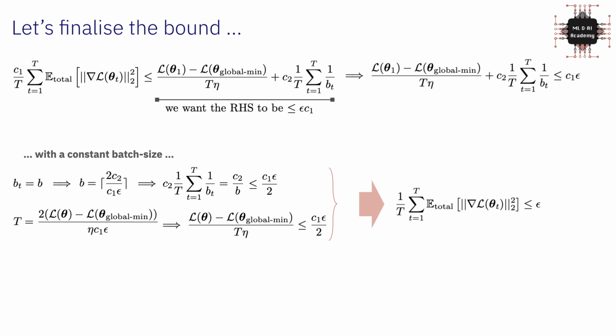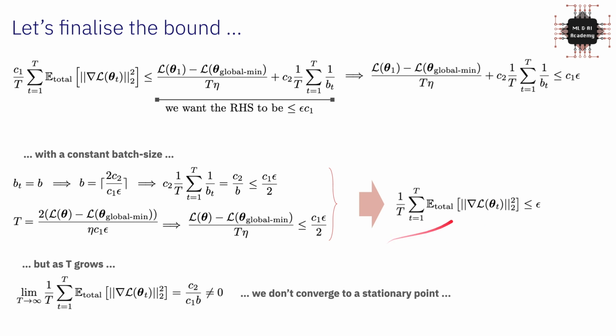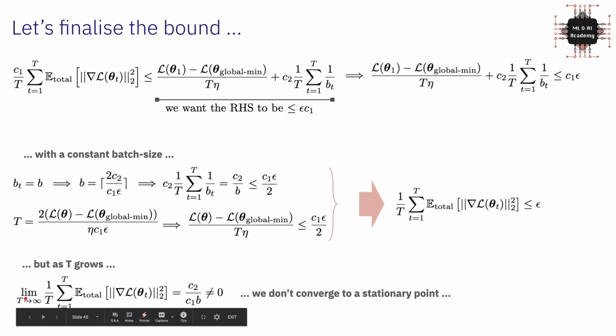But here's the problem. The problem is that if we increase T, this will never go to 0. And the reason is because this is a constant. So because the batch size is a constant, even if we take the limit as T goes to infinity of this equation, we will never reach 0. We will reach C2 over C1 B, which is not equal to 0.